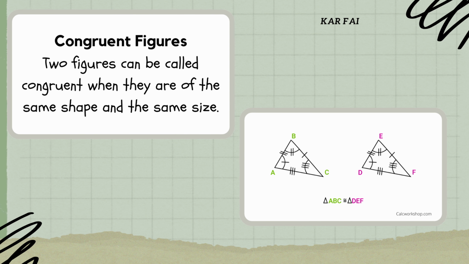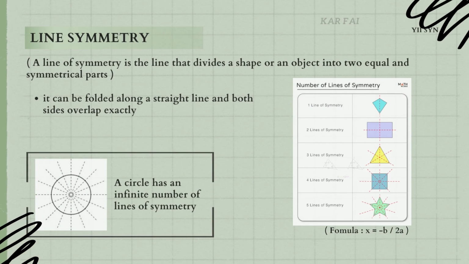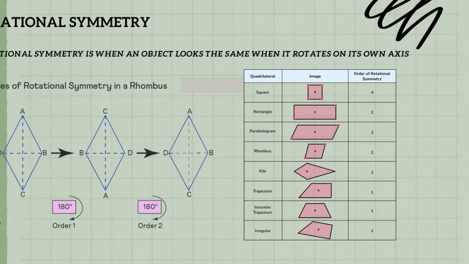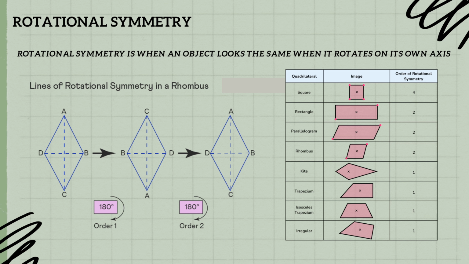Two figures can be called congruent when they are of the same shape and the same size. A line of symmetry is the line that divides a shape or an object into two equal and symmetrical parts. It can be folded along a straight line and both sides overlap exactly. For example, a circle has an infinite number of lines of symmetry. Rotational symmetry is when an object looks the same when it rotates on its own axis.